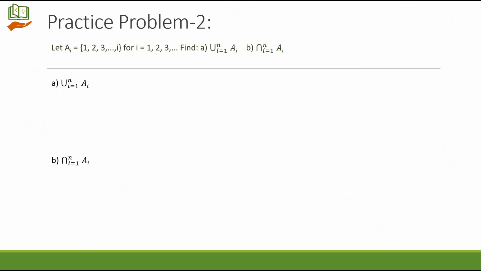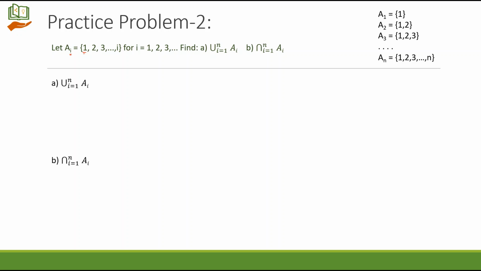Next question. Let A_i be equal to {1, 2, 3, ..., i}, for i = 1, 2, 3, ..., n. Find generalized union and generalized intersection. First we have to know what is inside the set. When we have A1, the value that will be present here is 1. When the value is A2, 1 and 2 will be present because they have given the range as 1 to i. If i is 1, only 1 will be the element present inside the set. When we say A3, the count goes till 3.